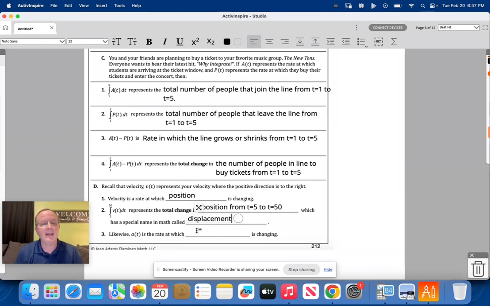Likewise, A of t is the rate at which, where is A of t? That is incorrect, position is not what's changing. Acceleration is the rate at which velocity is changing. There we are. That takes care of those. It's kind of cool, this kind of stuff. You can imagine the types of questions we'll be able to do after knowing all of this, and oh boy, are we going to do them.